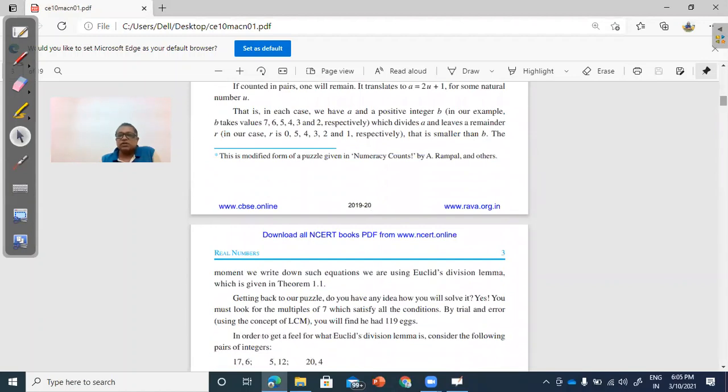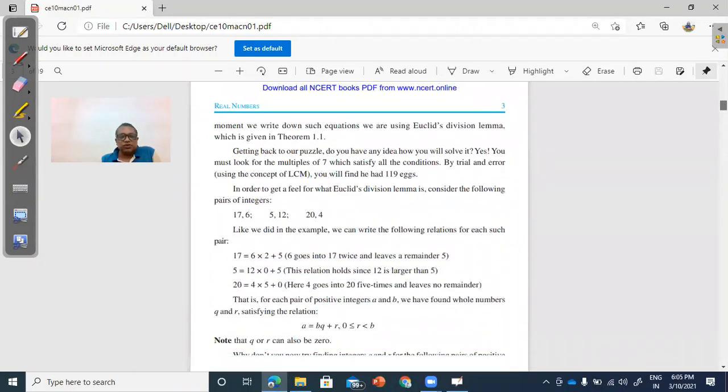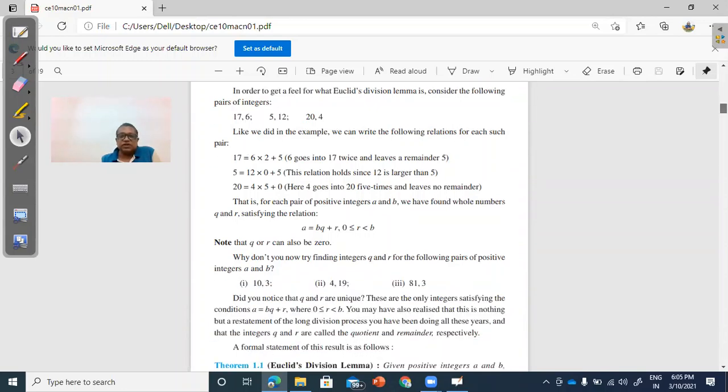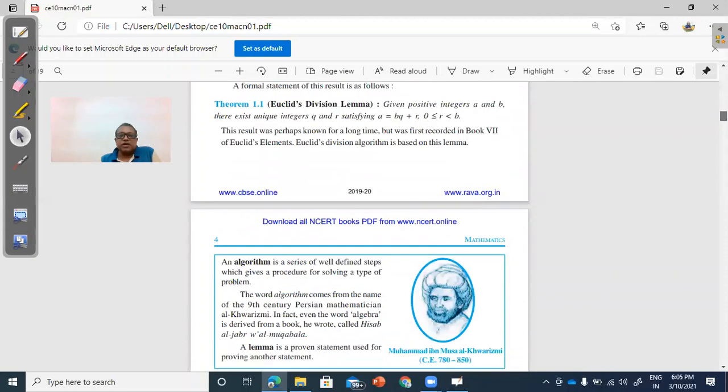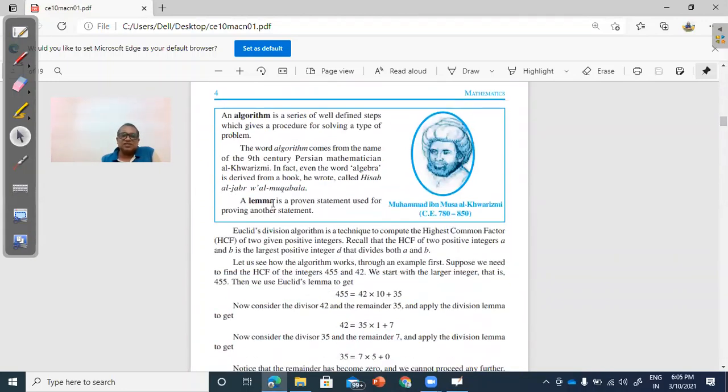You've done theorems, you've done axioms, you've done postulates like the linear pair axiom, the theorem that the sum of angles of a triangle is 180, and the Pythagoras theorem. You've done all those, right? So now, what is a lemma? Lemma and algorithms are discussed this year. So what is the difference?